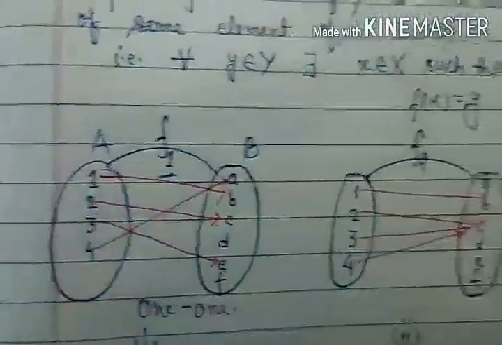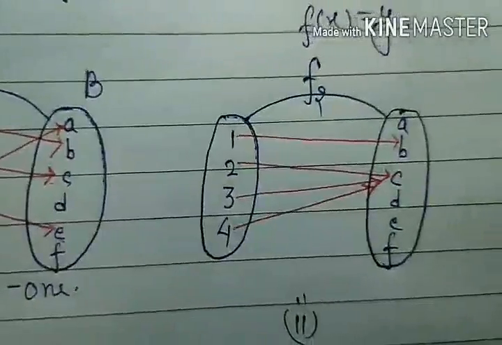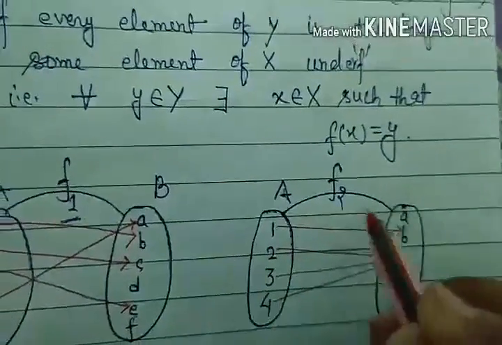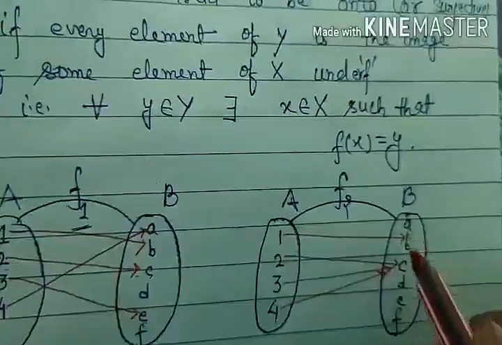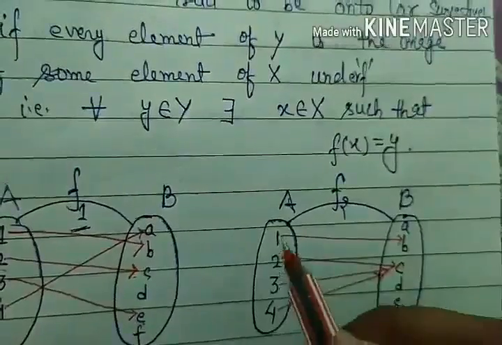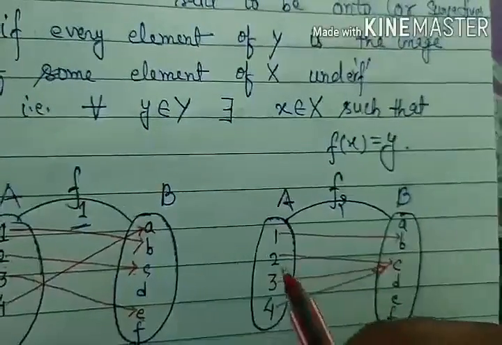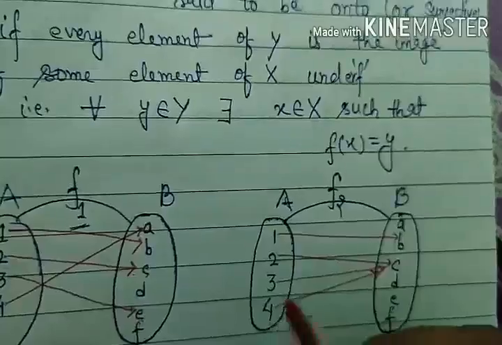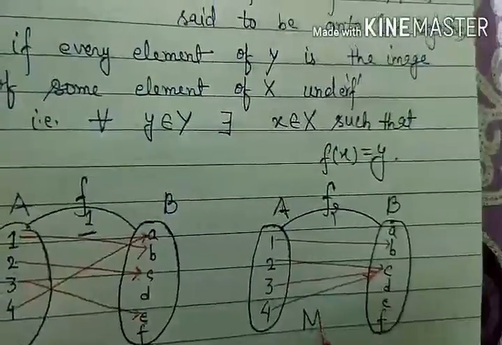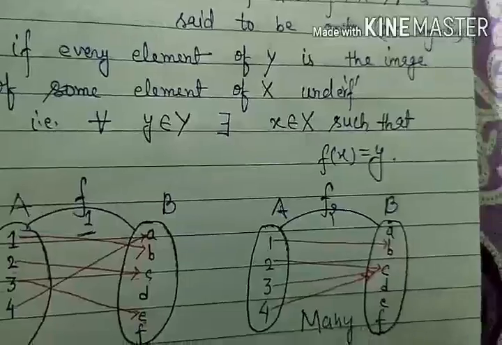Now if you see this another function f2, again you can see here 1, 2, 3, 4 elements in set A, and in B we have A, B, C, D, E, F elements. Here 1 is mapped on B, and 2, 3 and 4 all three are mapped on C. So this is not one-one, this is a many-one function.